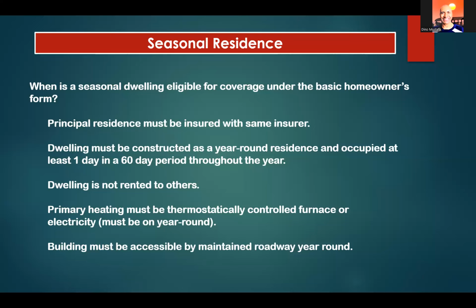Primary heating must be thermostatically controlled, furnace or electricity, and must be on year round. If that's the case, then yes, we'll consider the basic homeowner's form. The building must be accessible by a maintained roadway year round. So there should be year-round road access. Many cottages don't have year-round road access.